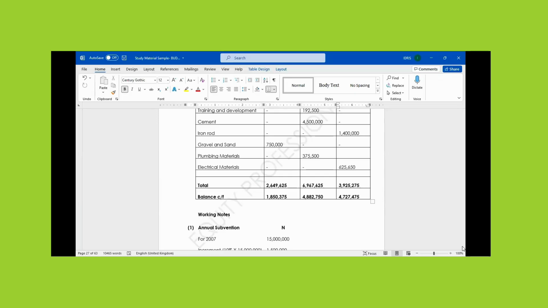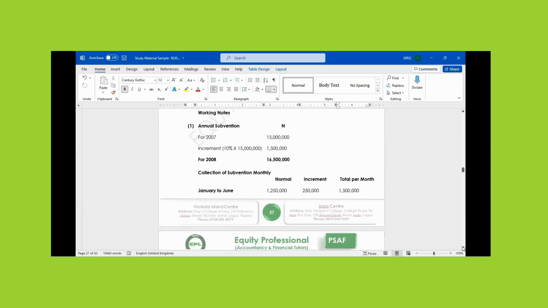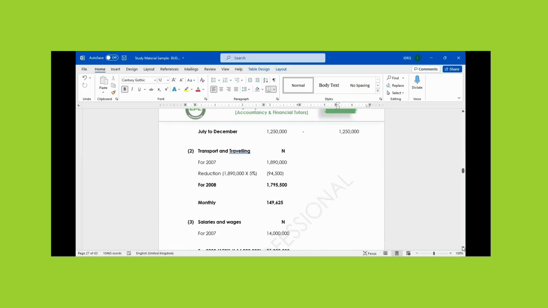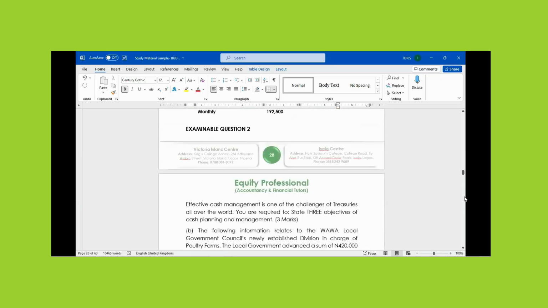Okay. So we can now look at one more cash budget. There are two ways of setting a cash budget. This is one of the ways. But the most common one that they normally set in the exam is the second one we want to look at, where we have months.